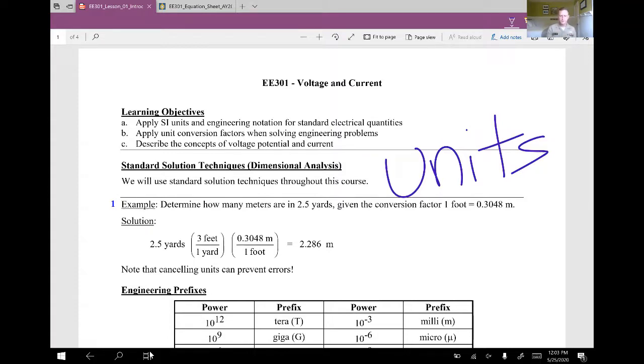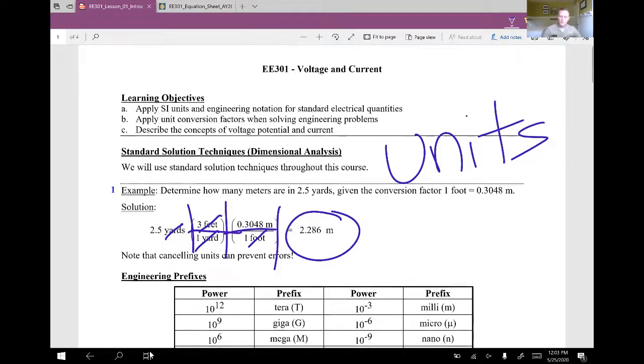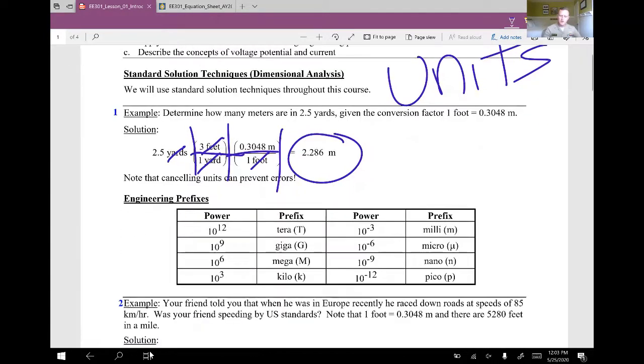So an example of units here and how to convert from one unit to another is we have yards going into meters. Now, if you have in other classes possibly done something like railroad tracks, it's essentially just canceling the equivalent unit. So here's yard, convert it into feet, cancel out the yards. We have 3 feet, we can cancel out the feet into meters. We multiply 2.5 by 3 by 0.3048, we get 2.286.